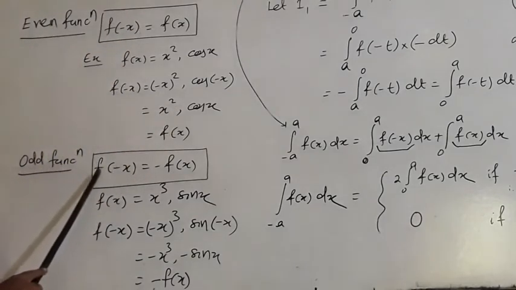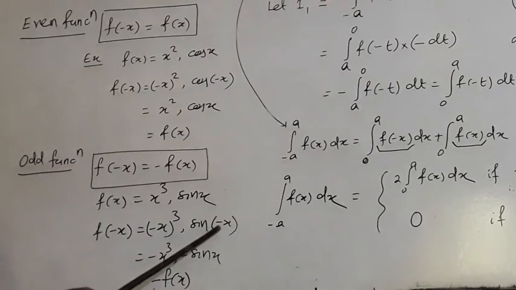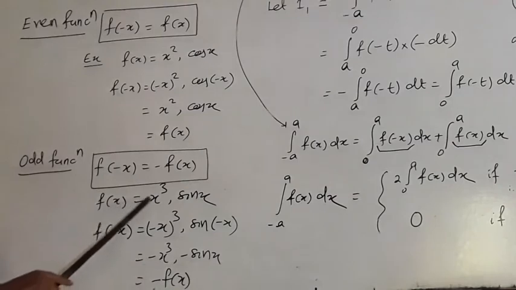Now odd function. If f(-x) is -f(x), I am taking one example for you. f(x) is equal to x cube. What is f(-x)? It is (-x) whole cube, which is -x cube. Now sin(-x) will be what? Minus sin x. And look here, f(x) is equal to x cube, so I can write f(-x) as -f(x). In place of that, if we take f(x) is equal to sin x, then it also becomes -f(x).